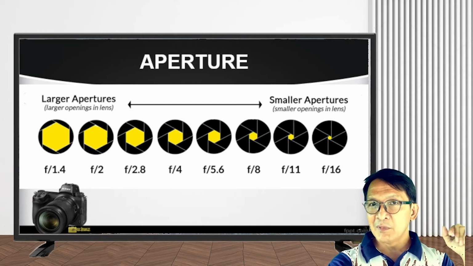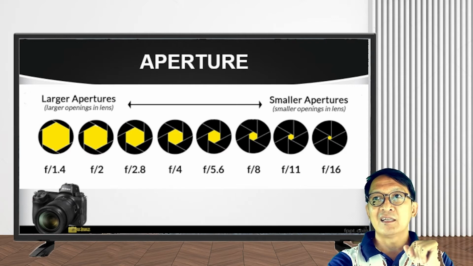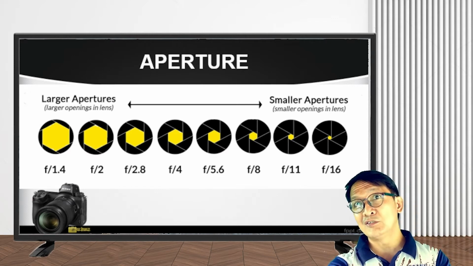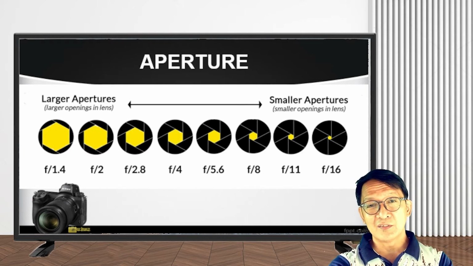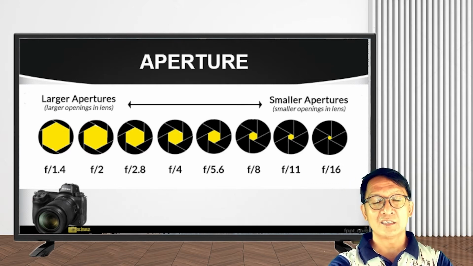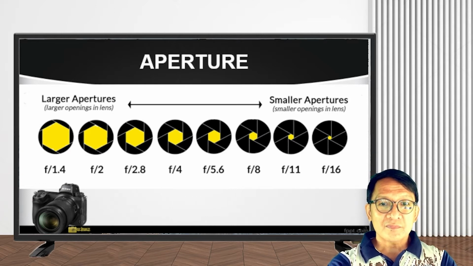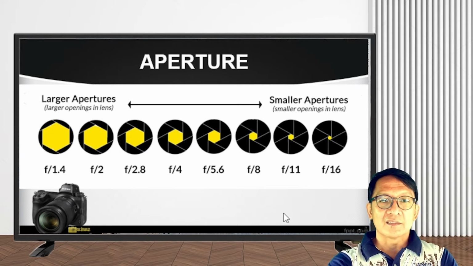Then, papasok kayo bigla sa madilim, anong mangyayari? Lalakihan mo na naman yung dilat ng mata mo para makita nyo yung nasa kwarto na madilim. Ganun yun. Ganun ang explanation ng aperture. Okay? Ayan. Malinaw. Okay? Next.